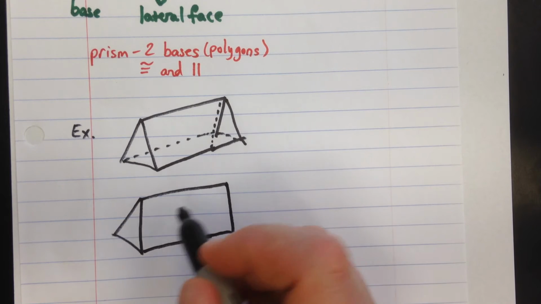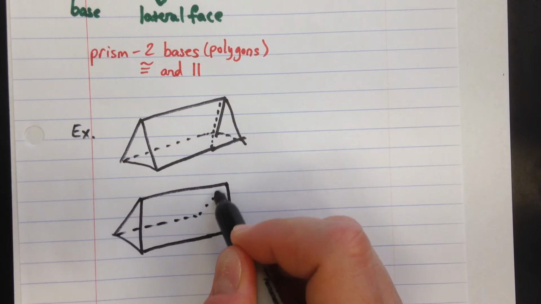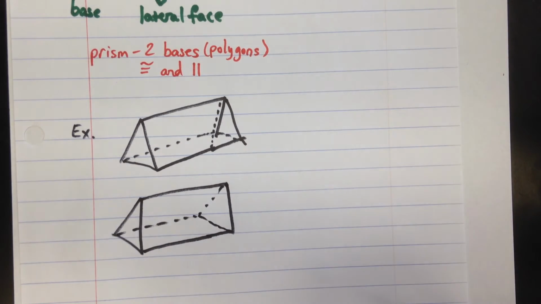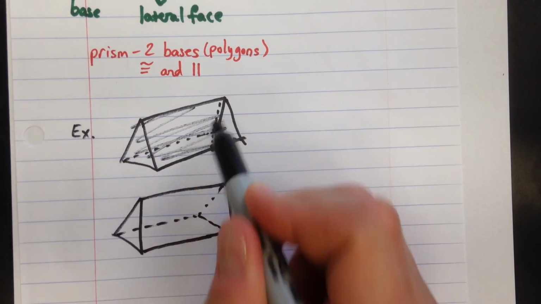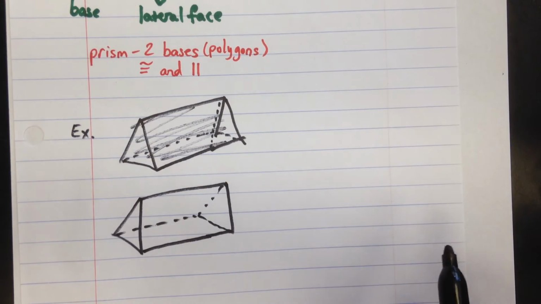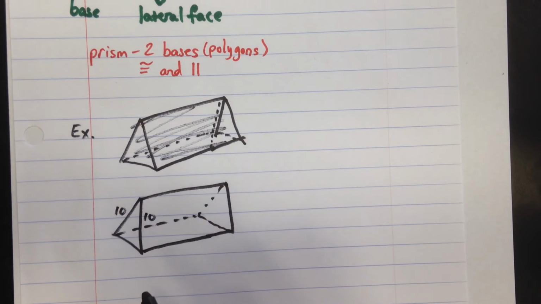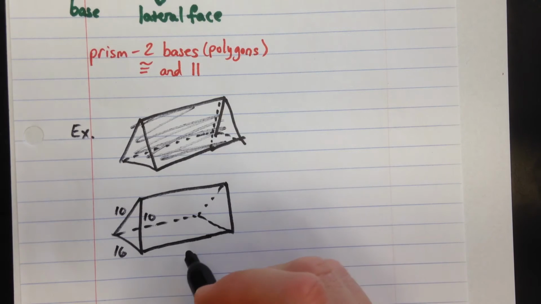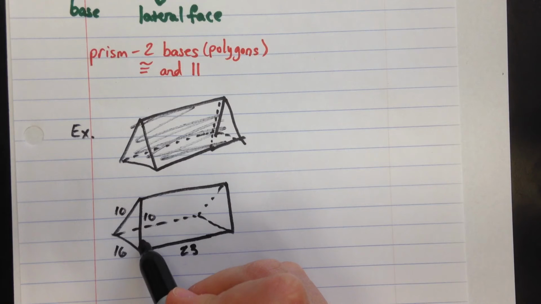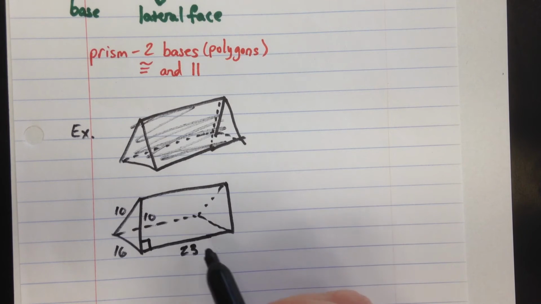I'm about to make the same mistake twice. There we go. Okay, so there's the picture, so ignore that one right there. That didn't work out so well. And let's say that this is 10, and this is 10, and this is 16. And we'll say this right here is 23. Okay, the other thing I'll do is I'm going to put some right angles in here.